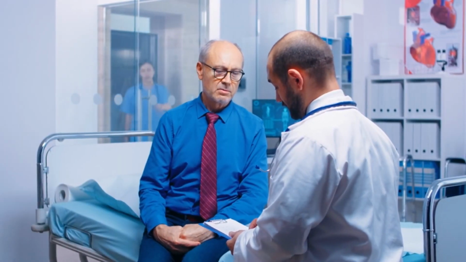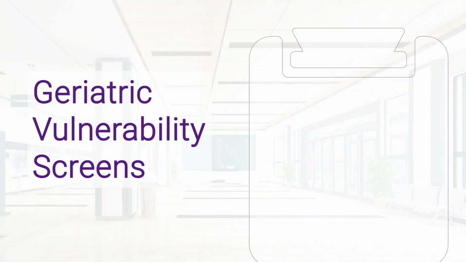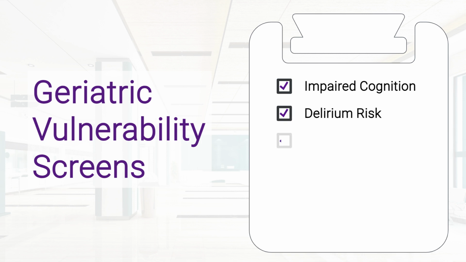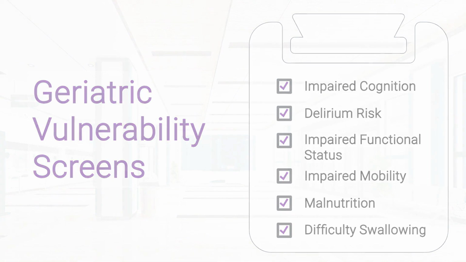Before your procedure, you will also be screened for risk factors that can lead to complications during or after surgery. These are called geriatric vulnerability screens and include assessments for impaired cognition, delirium risk, impaired functional status, impaired mobility, malnutrition, and difficulty swallowing. If you screen positive for any of these risks or are age 85 and older, your surgical team will take additional precautions to improve your care.